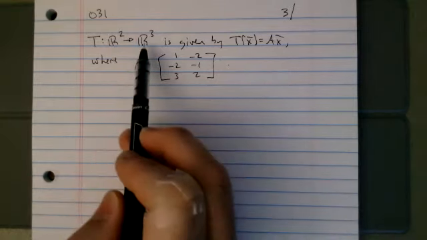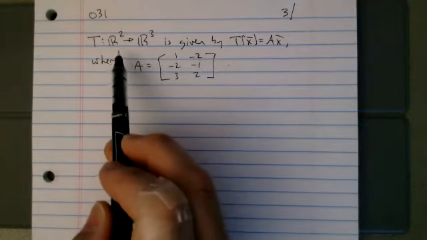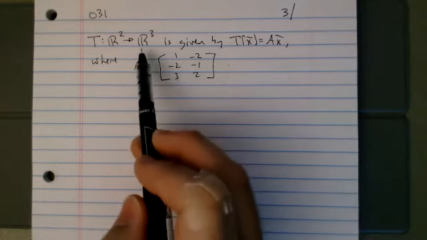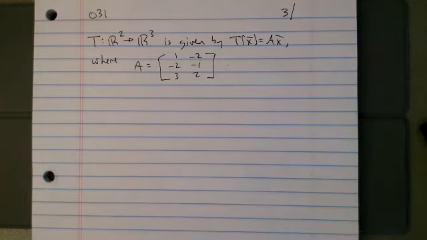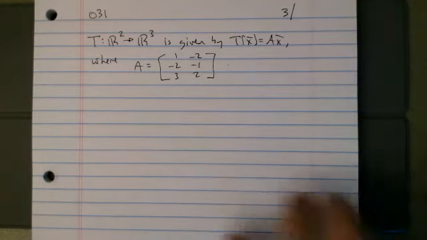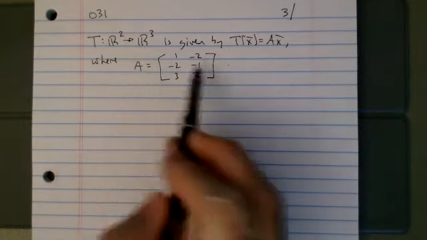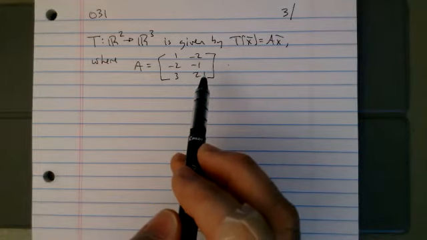T is R2 to R3. That tells us that A is going to be 3 by 2. Because we have to multiply by something from R2, that means A has to have 2 columns. And it's going to end up in R3, so A has to have 3 rows. So those are the different ways that we can make sure that we know the domain, the codomain, and how those are related to the size of the matrix that implements the linear transformation.